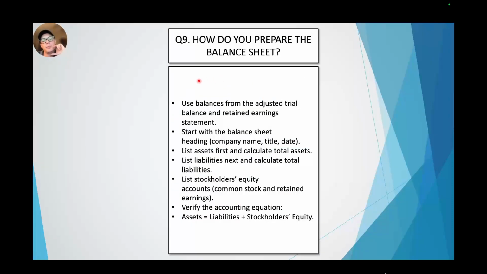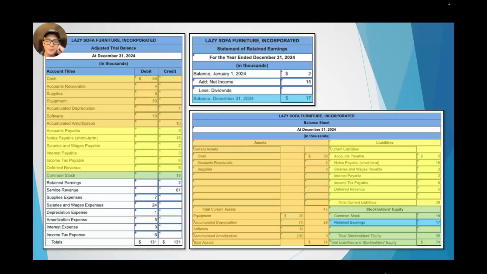So how do you prepare the balance sheet? All this is saying, the balance sheet shows a company's financial position at a specific date. It lists assets, liabilities, and stockholders' equity and verifies that assets equal liabilities plus equity. Assets equal liabilities plus equity. Very important. Anybody should know that. It's the basic accounting equation.